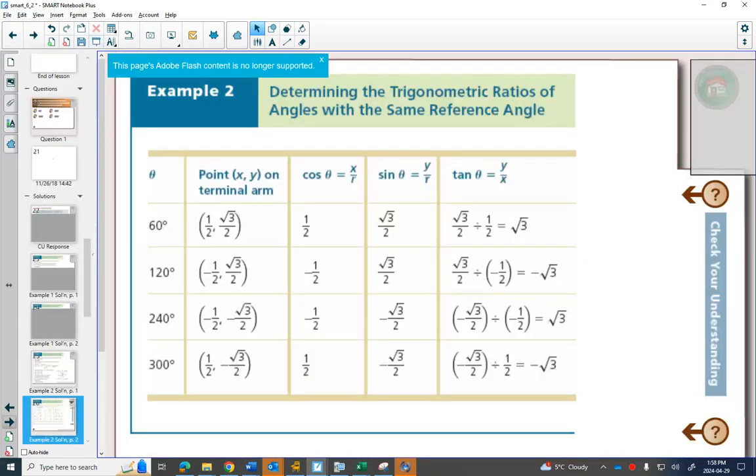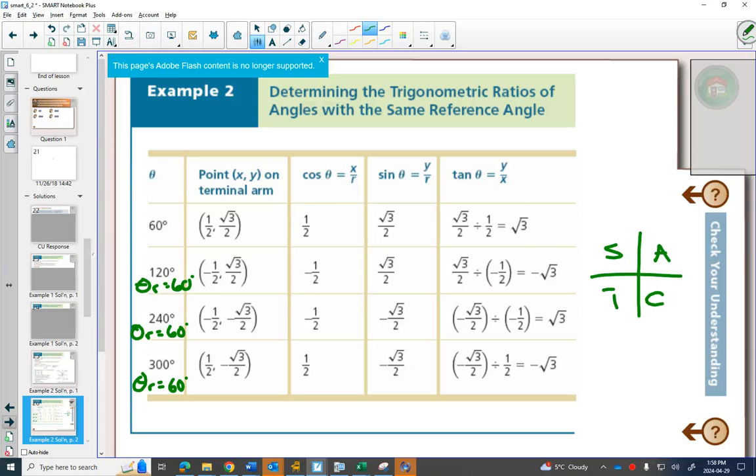So on page 445, they did 60 degrees. 120 has a reference angle of 60 degrees. Maybe we just write that underneath. 240 has a reference angle of 60 degrees, and 300 has a reference angle of 60 degrees. And so based on this, if you wanted to find cos of 120, it's also going to be 1/2, but according to our CAST rule, 120 degrees is in quadrant 2.